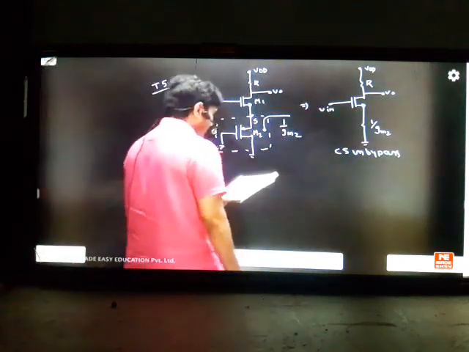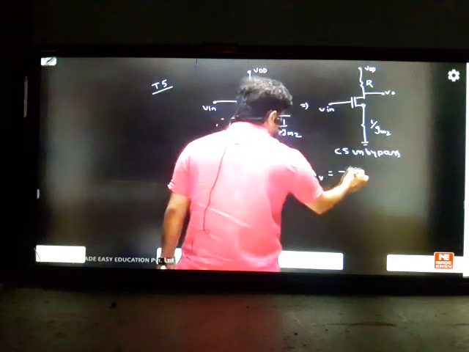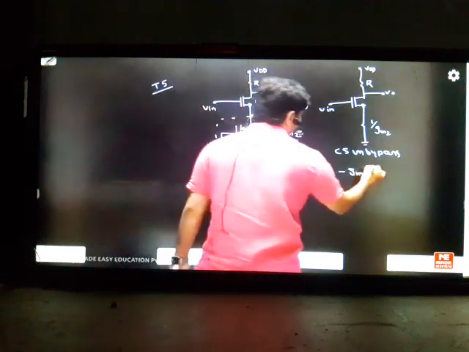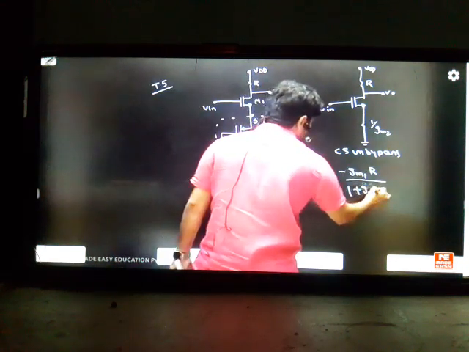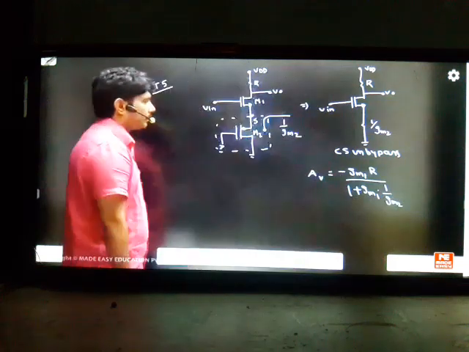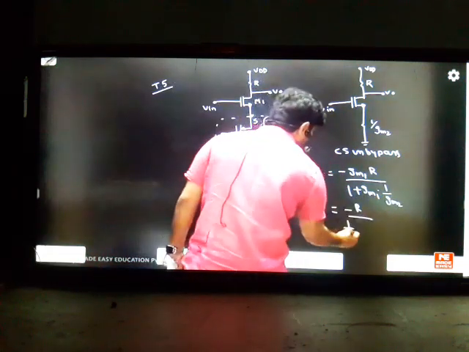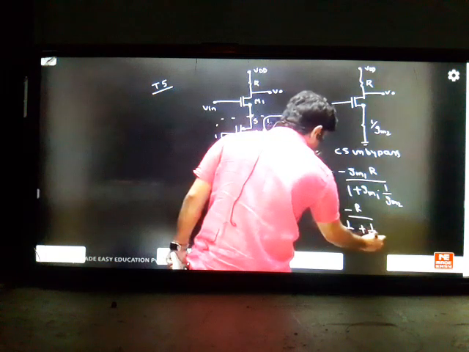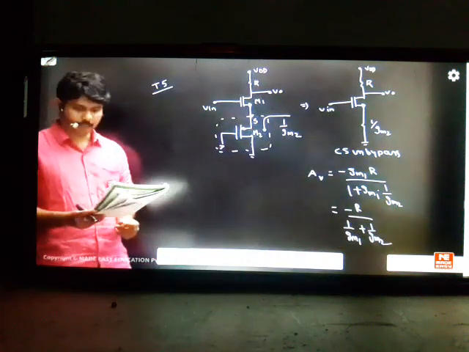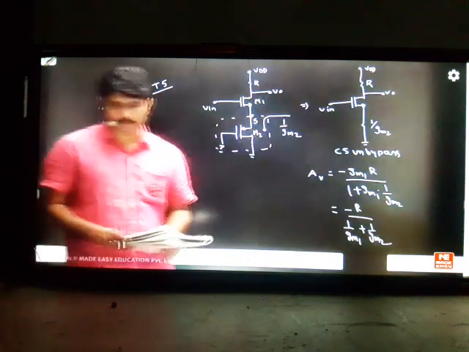So the common source unbypassed gain is AV equal to minus Gm1 into R divided by 1 plus Gm1 into 1 by Gm2. This is the way I am getting the formula. So according to the options, we can write it as minus R by (1 by Gm1 plus 1 by Gm2). So I think option A will be the correct answer for it.